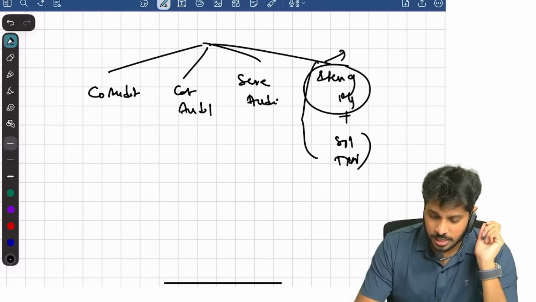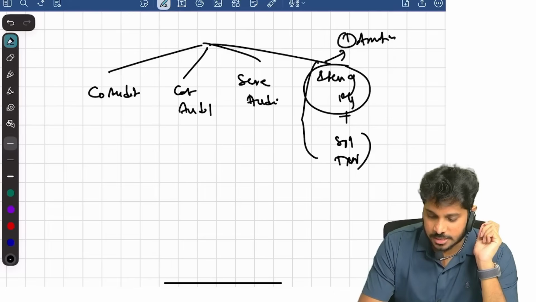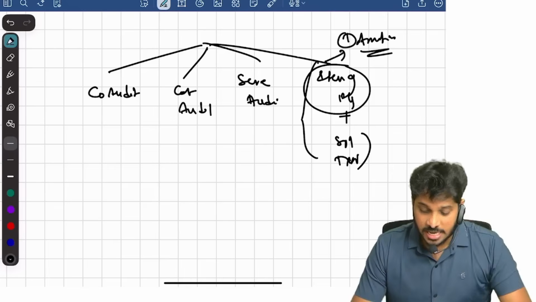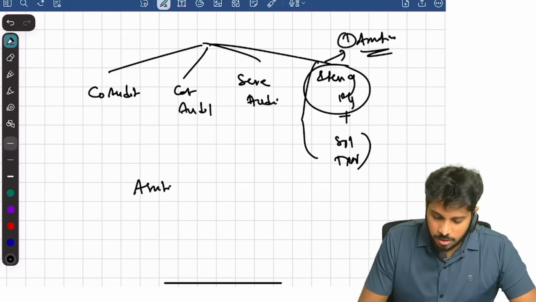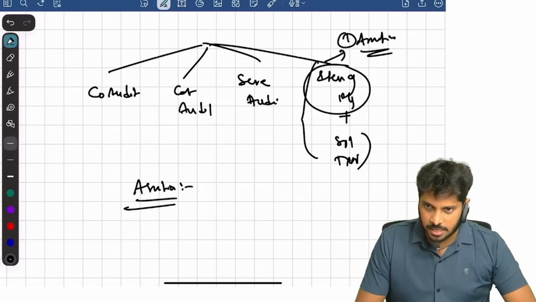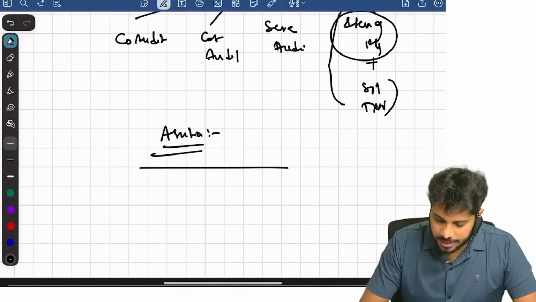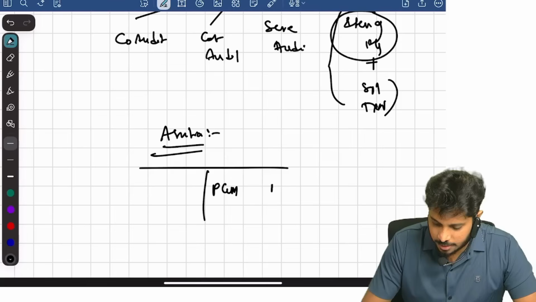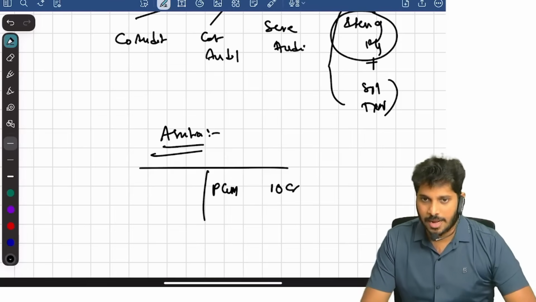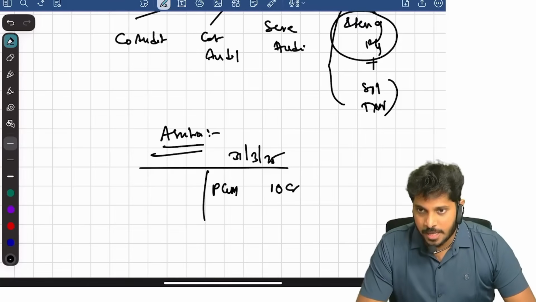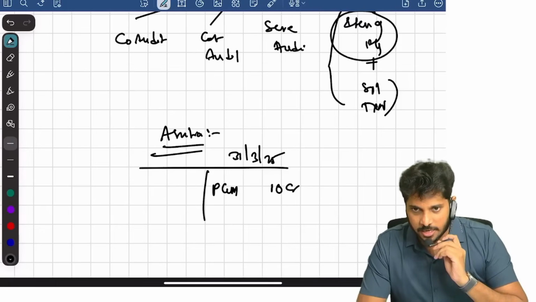In this, there is one concept called assertions. That alone I will discuss. Assertions means what? If you understand the meaning of assertion, the remaining you can understand. For example, in a company, they are showing on the asset side of the balance sheet, plant and machinery 10 crore. This is the balance sheet as on 31st March 2025. They are showing plant and machinery as 10 crore.